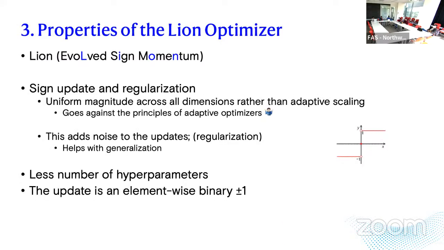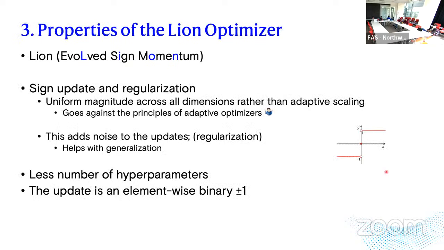However, if we discuss why this might work, what they say is this sign function acts as a regularization. What they have observed is that since this adds noise to the updates, it helps with generalization. We'll get to that in a bit in terms of experiments.